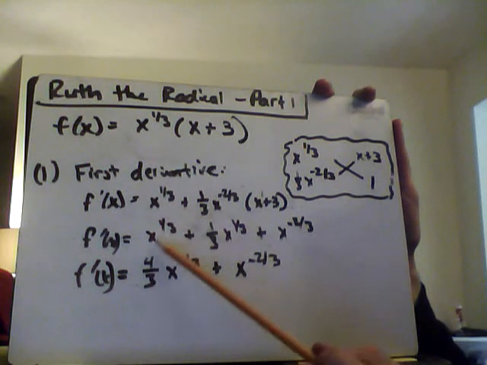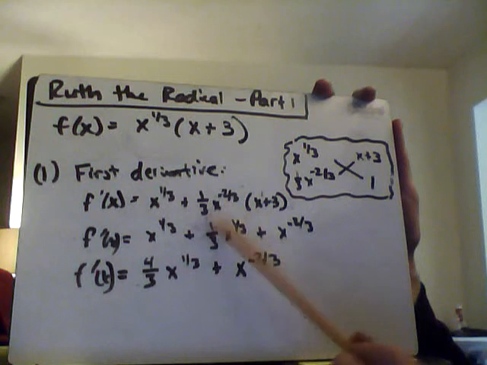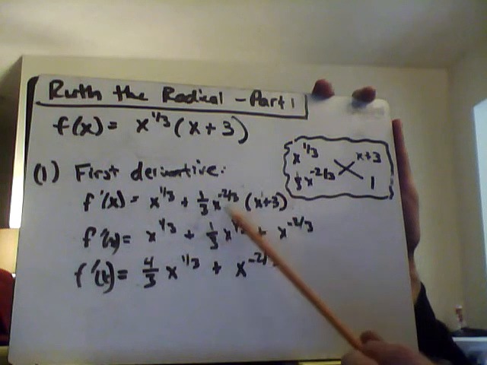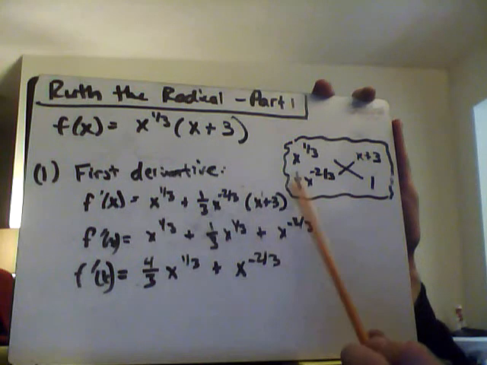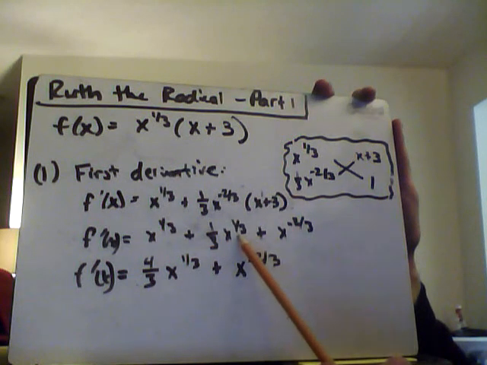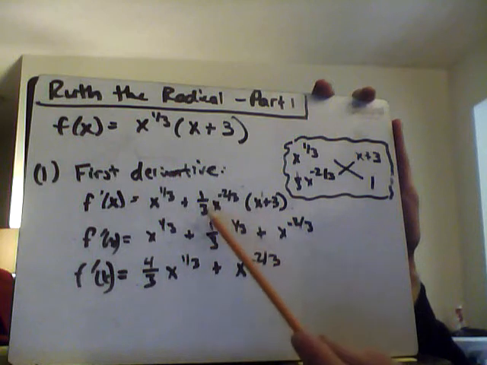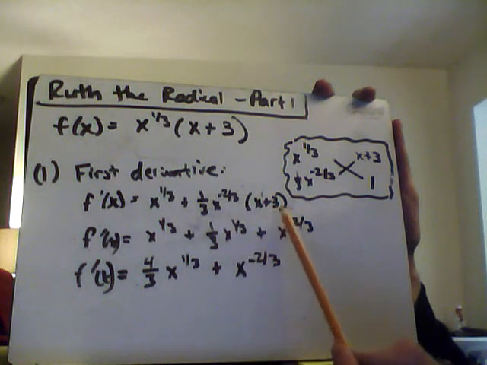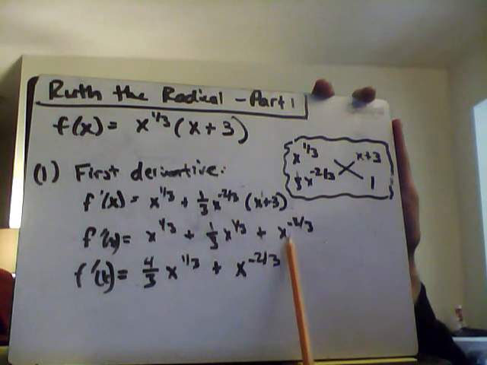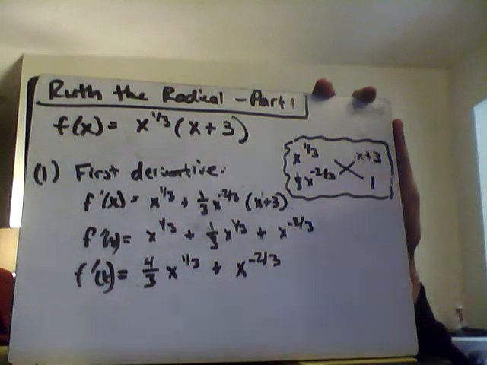The first part, of course, remains x to the 1/3. Then we get 1/3 x to the negative 2/3 times x to the first. In order to multiply when we have the same base, we're going to add our exponents. 1 minus 2/3 will give us an x to the 1/3. And then 1/3 x to the negative 2/3 times 3. The 1/3 times 3 will give us just 1 as our coefficient. And then, of course, we're left with the x to the negative 2/3. Simplified, this is 4/3 x to the 1/3 plus x to the negative 2/3.